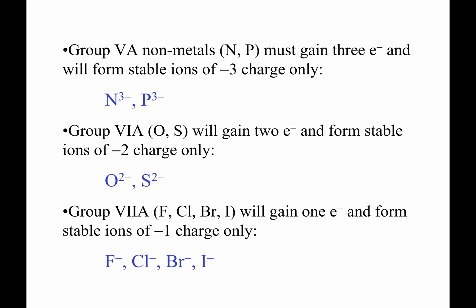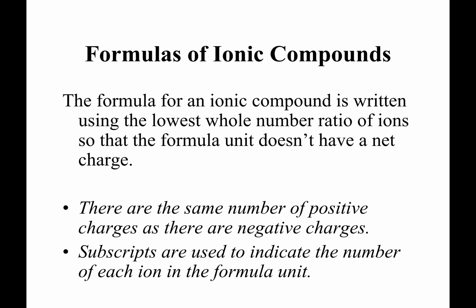They're -1, they pick up 1 electron, and you go over that 7A. Go over to 6A, they pick up 2 electrons, -2 charge. These would be the nonmetals. And then the nonmetals in 5A pick up 3 electrons, become -3 charge. So just kind of keep that in mind, how that works.